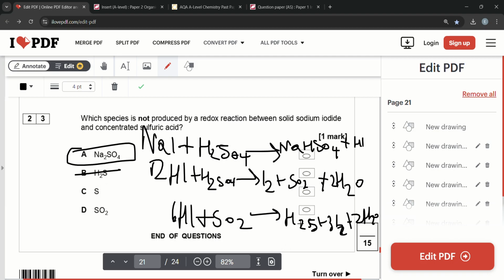Yes, we have. Have we formed sulfur dioxide? Yes, SO2, yes. So the answer is obviously A, Na2SO4. That is the end of the multiple choice questions.